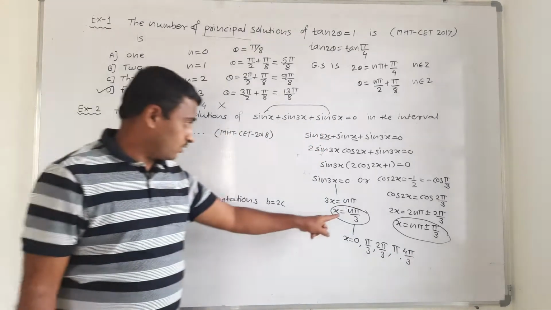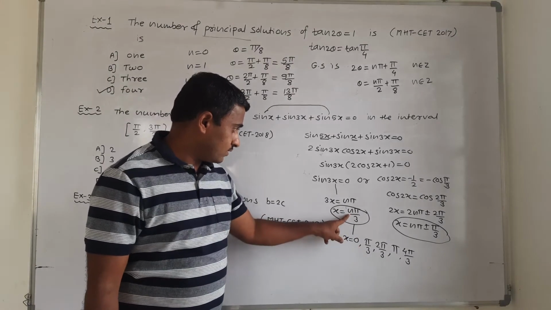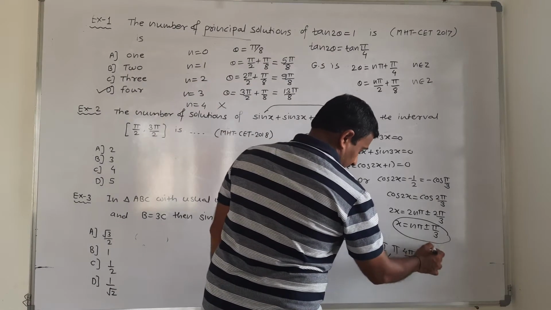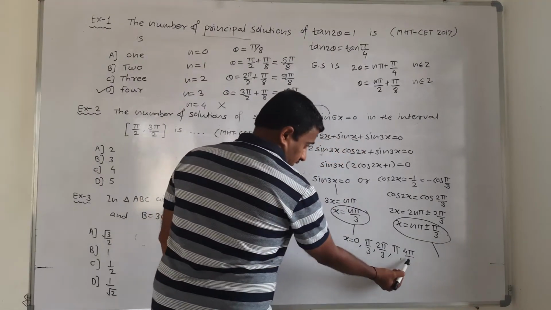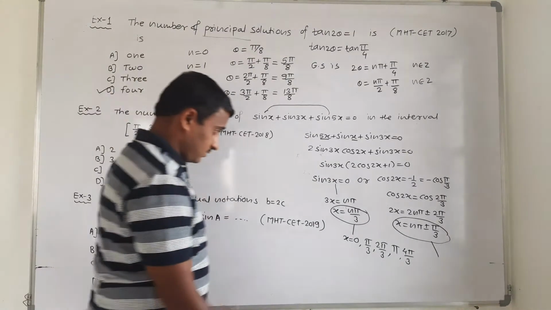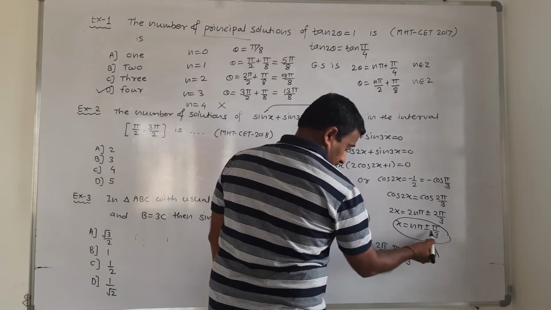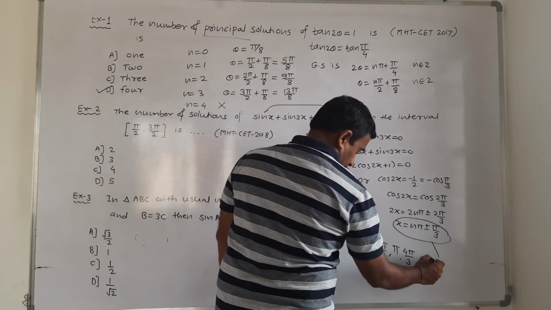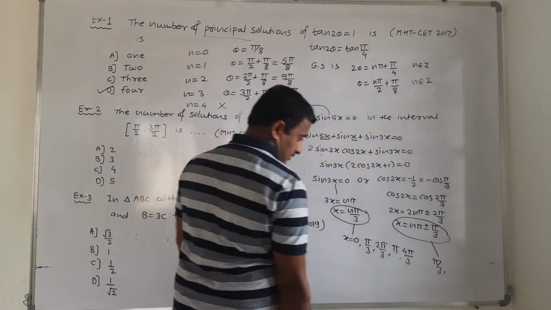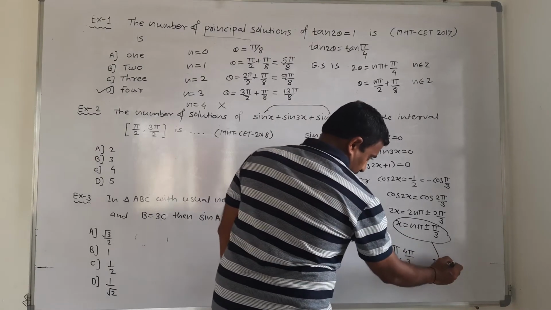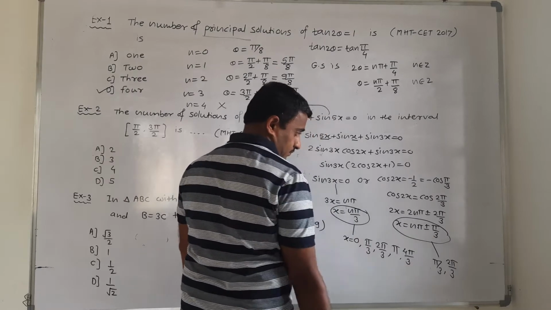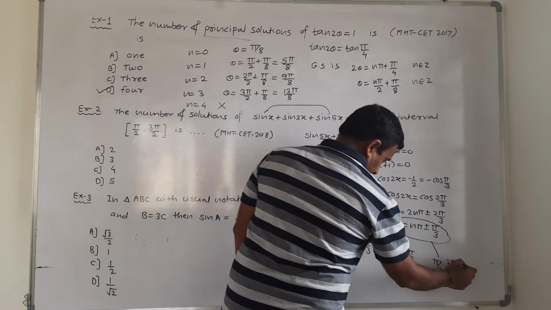N is equal to 0, we get 0, n is equal to 1, pi by 3, n is equal to 2, 3, 4 and so on. This is up to 4 pi by 3, n is equal to 5, then 5 pi by 3 is going above this. Again, n is equal to 0, we get pi by 3, n is equal to 1, pi minus pi by 3, that is 2 pi by 3, and n is equal to 2, 2 pi minus pi by 3, that is 5 pi by 3.